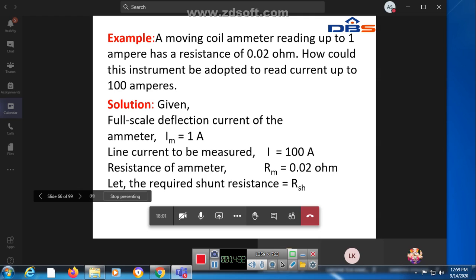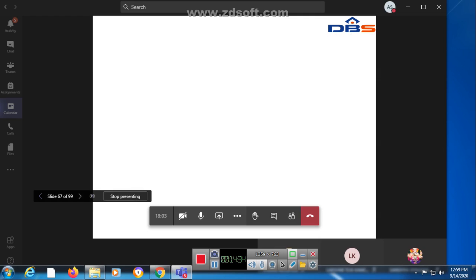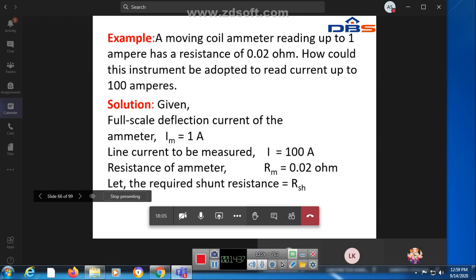Here we have one small example. A moving coil ammeter reading up to 1 ampere has a resistance of 0.02 ohms. How could the instrument be adapted to read current up to 100 amperes? Given that the full scale deflection current of the ammeter, Im, is 1 ampere.